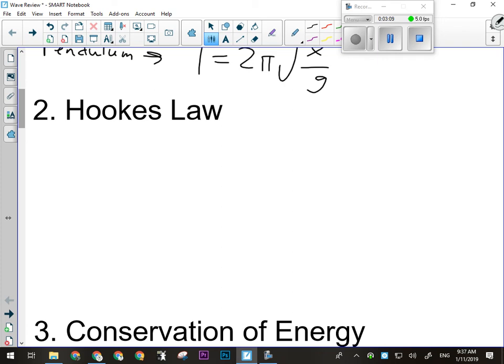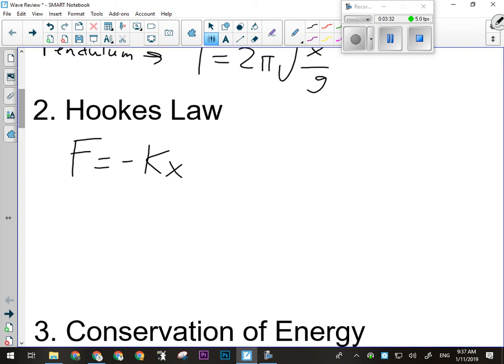All right, then we talked about Hooke's law, and Hooke's law gave us a formula for restoring force. It was F = -kx, meaning that the spring constant multiplied by the displacement from equilibrium would equal the force in the spring.